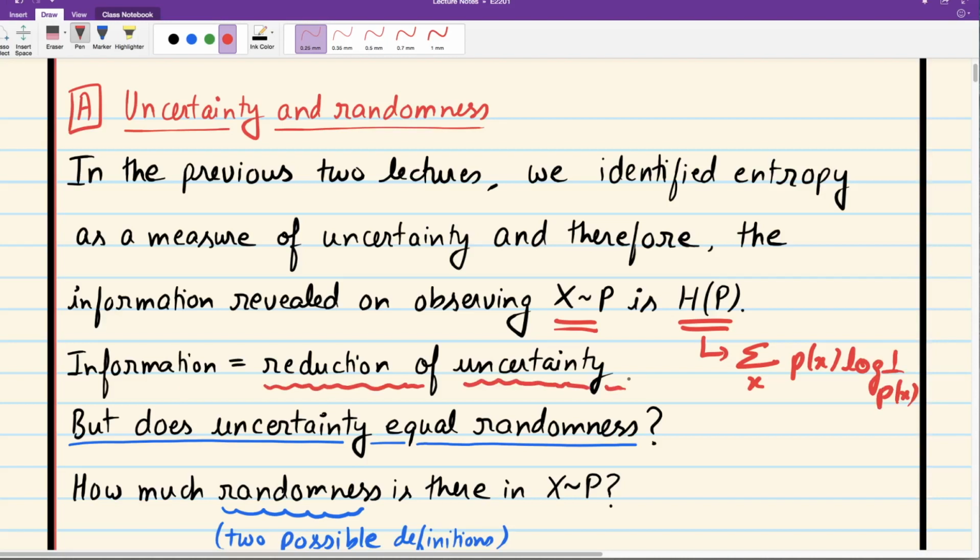Okay, so why is this H of p? Because the uncertainty before the answer was revealed to you was H of p, and after the answer is revealed to you it's 0, and so therefore the information is H of p minus 0, which is just H of p.